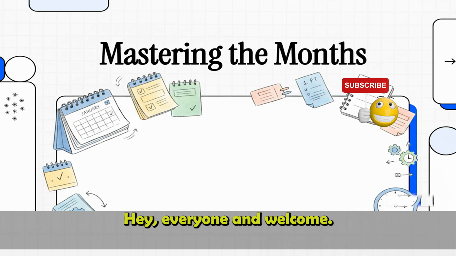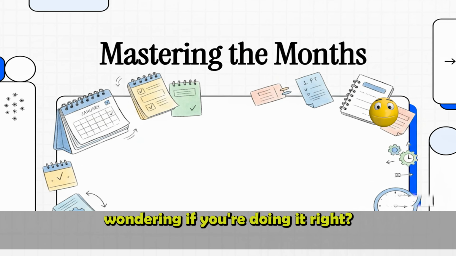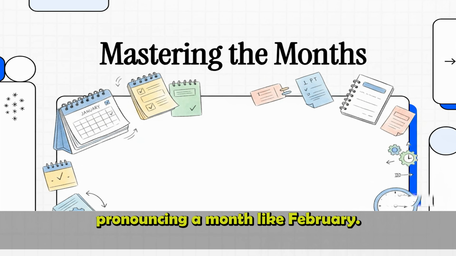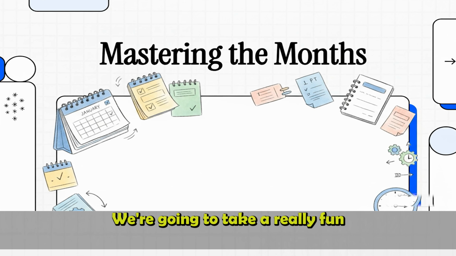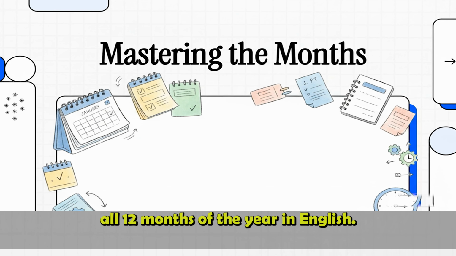Hey everyone, and welcome. Have you ever paused for a second when you're writing a date, wondering if you're doing it right? Or maybe you've stumbled over pronouncing a month like February. Well, trust me, you are not alone. But today, we are going to clear all of that up. We're going to take a really fun and detailed journey through the entire calendar so you can master all 12 months of the year in English.